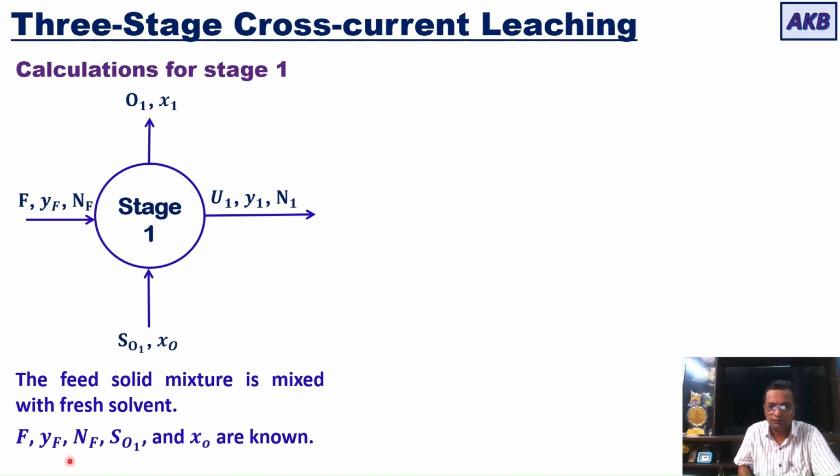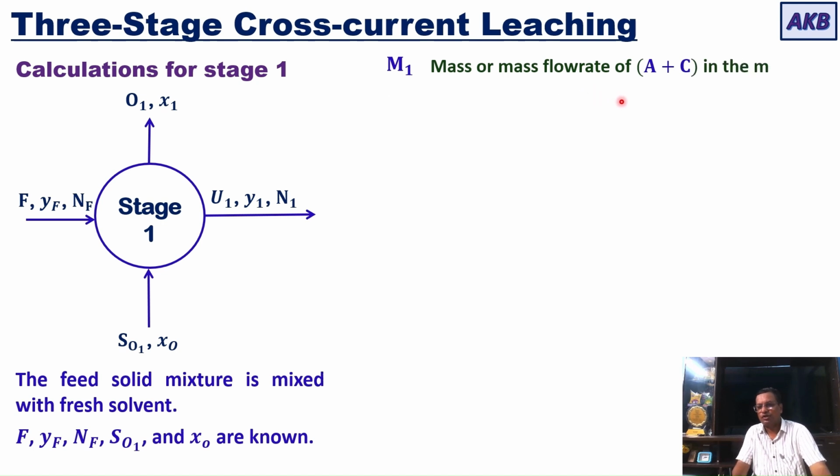So these 5 quantities are known to you, and using these known quantities, we will be doing calculations for stage number 1. So when you mix feed solid mixture with fresh solvent in the stage, a mixture will be formed. And for this mixture, let M1 be mass or mass flow rate of A plus C in the mixture.